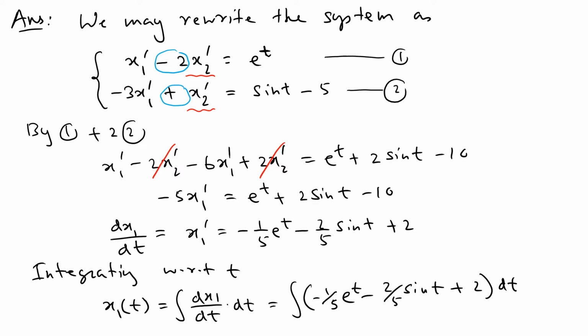So once you finish the integral, you're going to get the answer like this. You can see that x1(t) is simply negative 1/5 e^t plus 2/5 cosine t, because that was a sine, plus 2t plus c1. So you need that extra variable. Now we can solve for c1 because we need the initial condition.